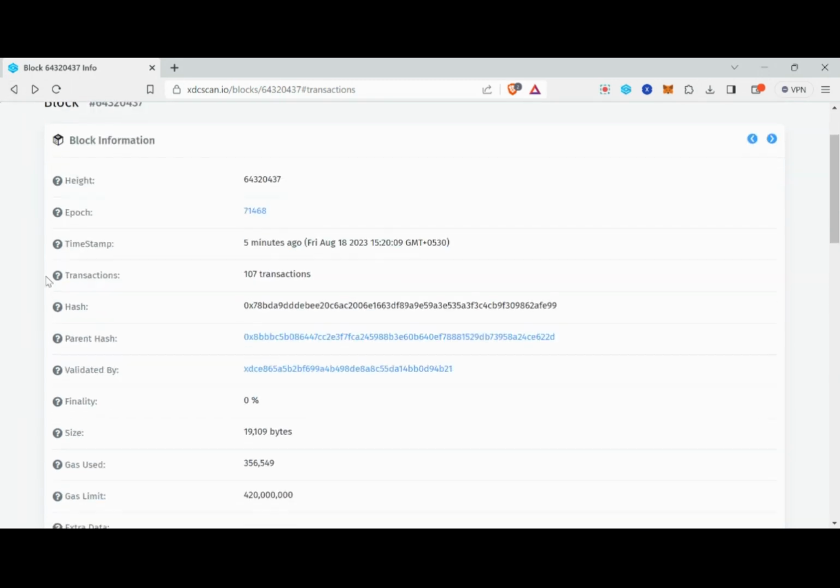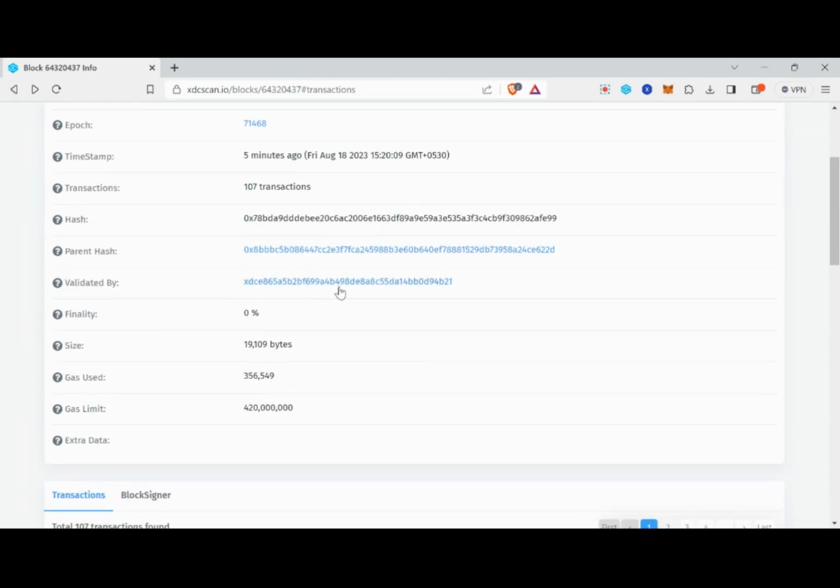Validated by. This indicates the entity or validator responsible for validating and adding the block containing the transaction to XDC network. Finality. In the XDC network, finality represents the level of confidence or certainty that a transaction or block is permanently recorded and cannot be altered or reversed. Size. The size of a transaction refers to the amount of data it occupies on the blockchain. It is typically measured in bytes and includes the transaction details, metadata, etc.